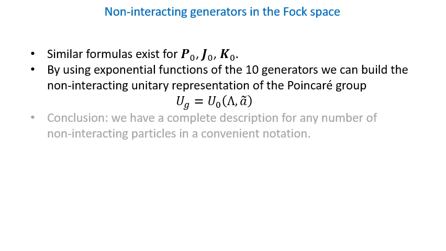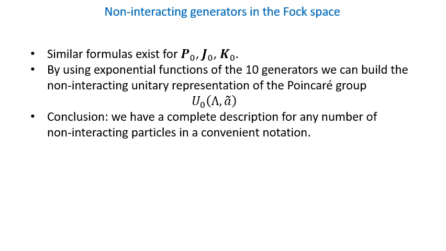In this notation, I took into account that each Poincare transformation can be decomposed into two components. First is a Lorentz subgroup transformation, which is a combination of a rotation and a boost, denoted by the symbol lambda here. And second is a four-dimensional translation, which is denoted by A tilde. So, now we obtained a complete description for any number of non-interacting particles in a convenient notation.